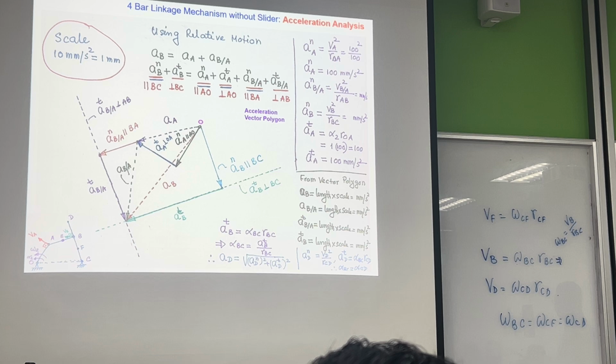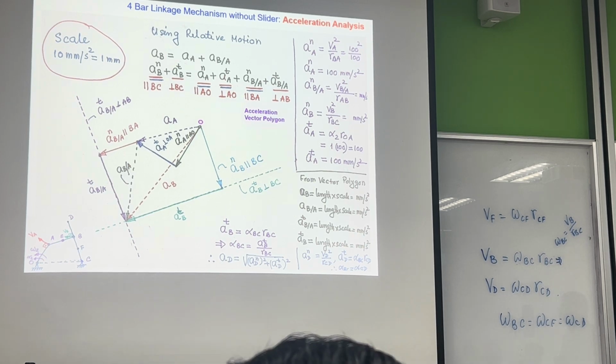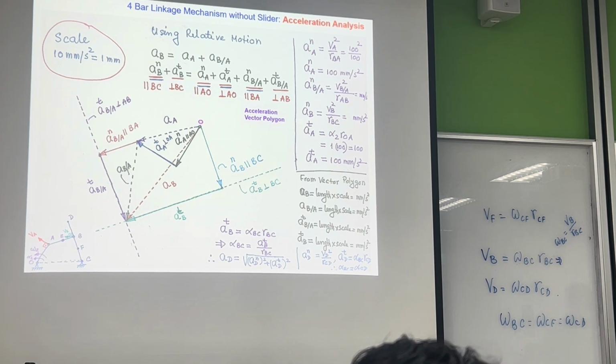Okay. So now, another thing is, we know its direction. It is perpendicular to OA. So we wrote here AO, as you can see, young people, and also we know its value because our value is luckily 100 millimeter per second square. Clear?